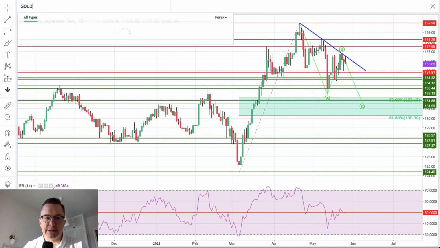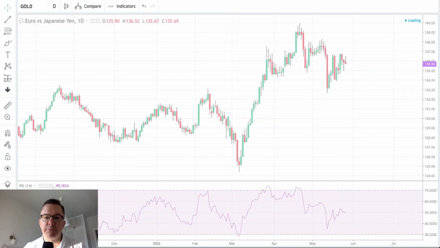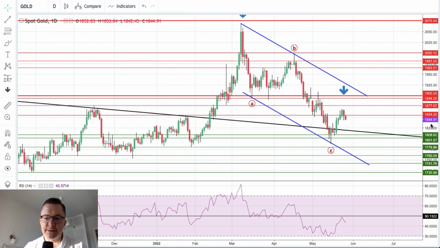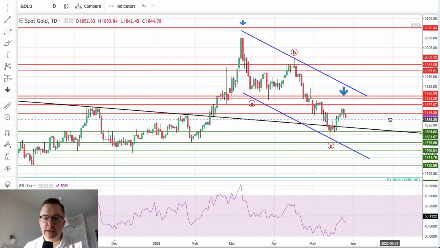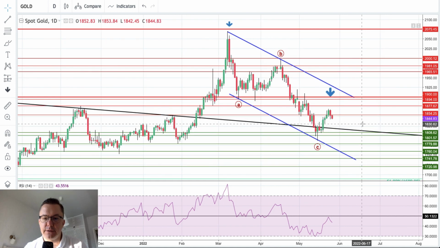And last but not least, let's take a look at the spot gold market. As you can see, the gold market is moving as anticipated. After the ABC correction has been done, we need to break above 1,900 in order to rally higher, and of course then break out of the channel.